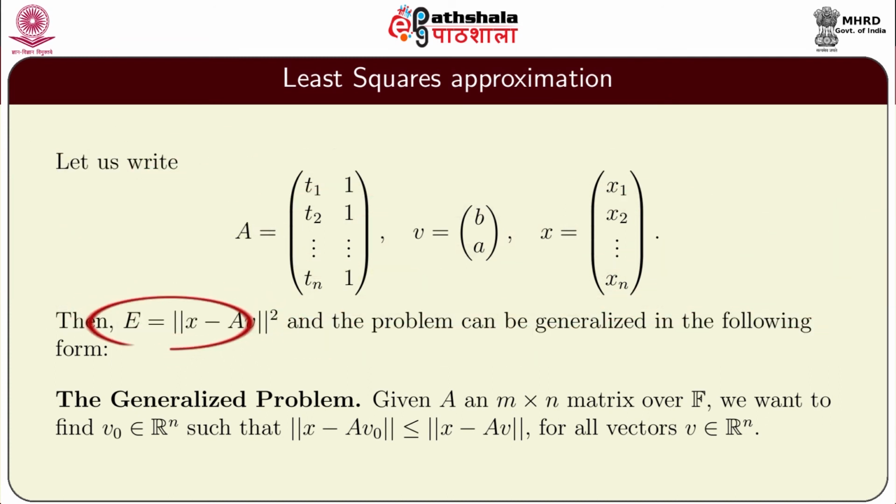Then E is nothing but norm of X minus AV square, and the problem can be generalized in the following form. Given A, an m cross n matrix over R, we want to find V0 in Rn such that norm of X minus AV0 is less than or equal to norm of X minus AV for all vectors V in Rn.